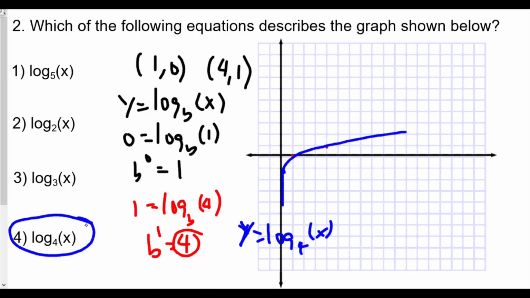So the technique is to plug them into the function and try to solve for b. Okay? Now 1, 0 works out for almost all of them, I think, but 4, 1 only works out for log base 4 of x. So we'll need to be able to convert from log to exponential and exponential to log. A very important skill we talked about in previous lessons. So again, if you have not watched those other videos of the lessons with logarithms, please make sure to review those as well.